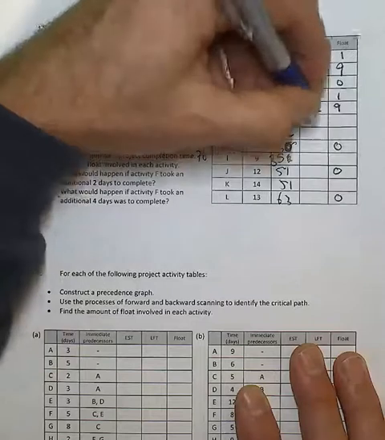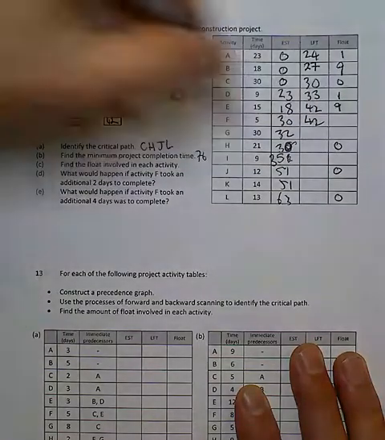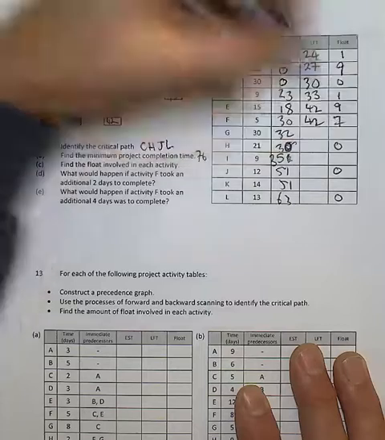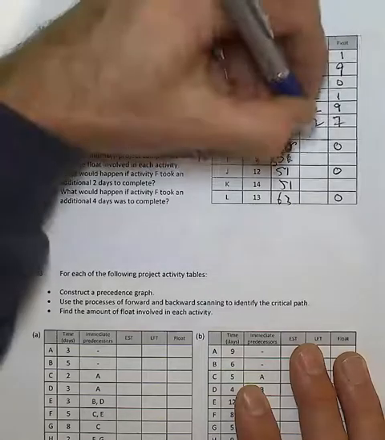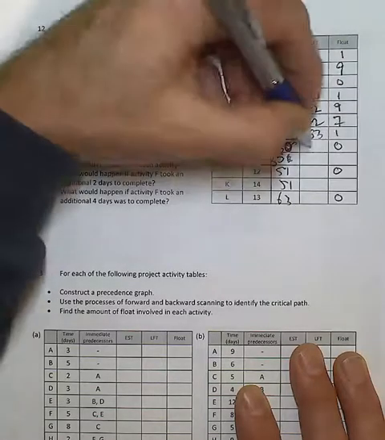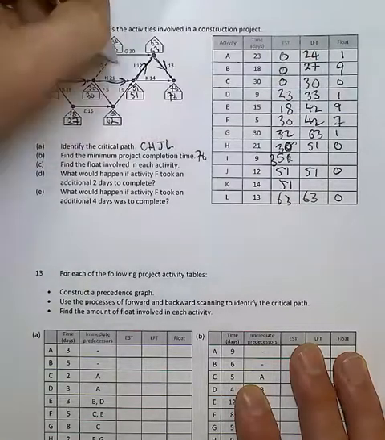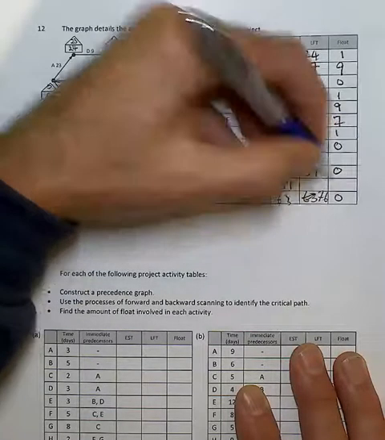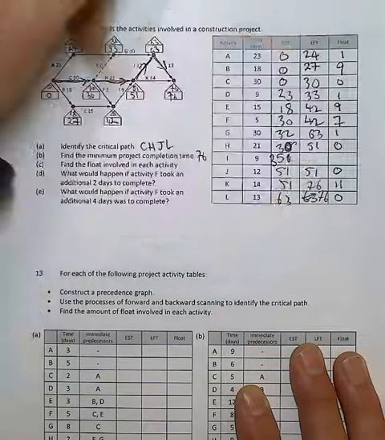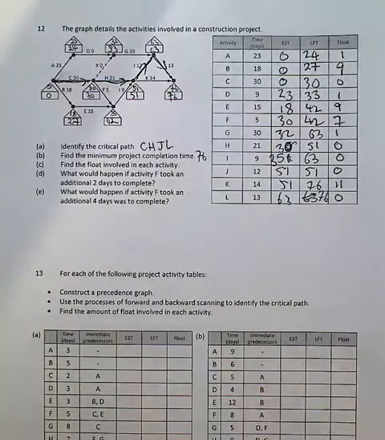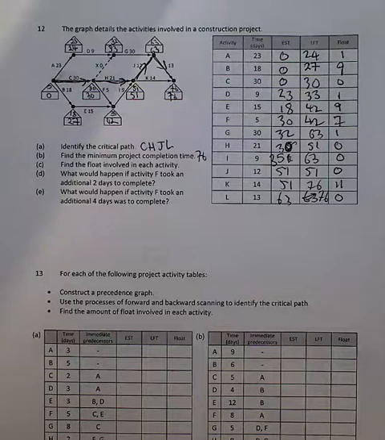This can finish at 42 as well, so that will give me a float time of 7. 63, 1 float time. Obviously, 76, 76 there, 11, 63 there, end up with 0. So we've got the float times.